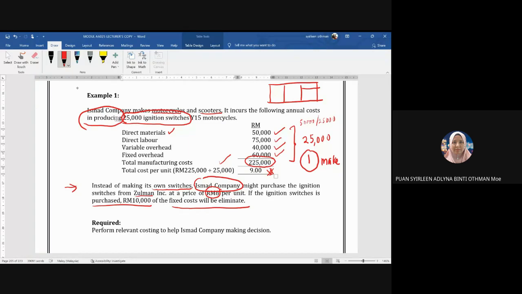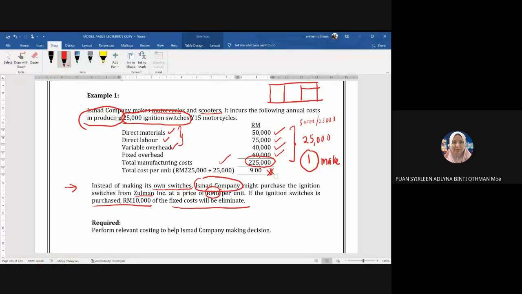Okay, direct labor pun relevant cost. Sebab kalau saya buat ignition switch ni, saya kena bayar kos buruh RM75,000. Tapi kalau saya beli, maybe I tak perlu bayar apa-apa. Sebab benda tu dah siap kan? So kita terus pergi ke proses pemasangan. Okay, lepas tu variable overhead. Variable overhead dia bergerak bersama-sama dengan direct material and direct labor.